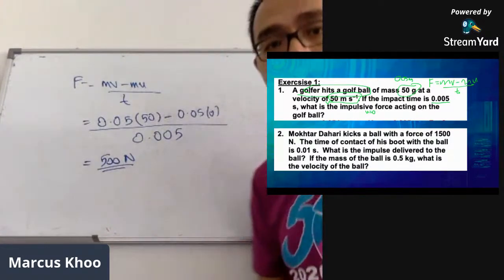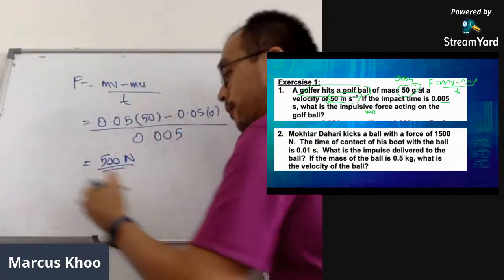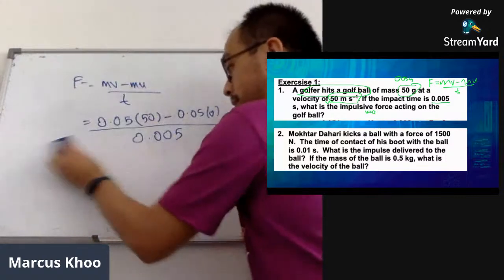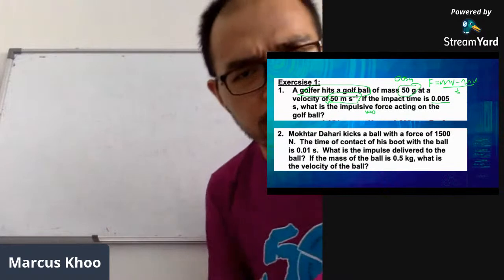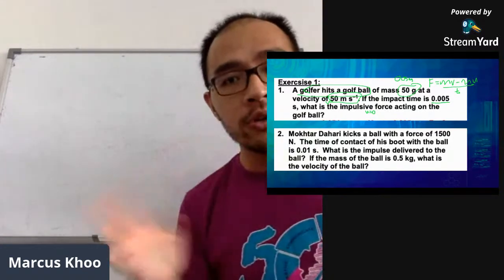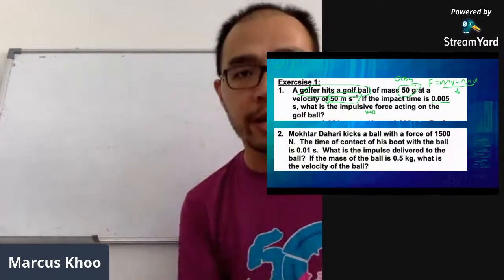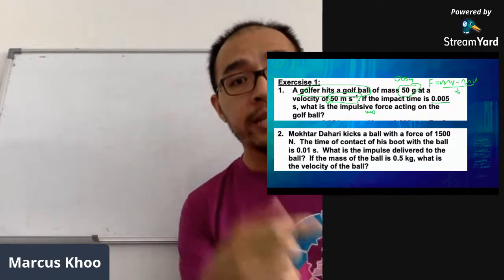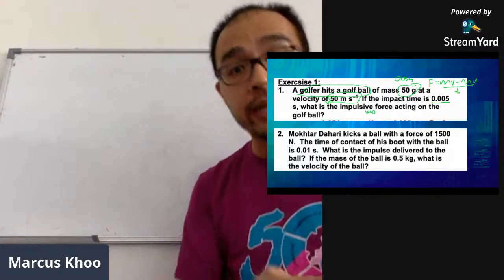Okay, right. Second question. Mokhtar Dahari kicks a ball with a force. Now he's giving you the force of 1,500 newtons. Okay, the time of impact is 0.01 seconds. 0.01 seconds is a very short amount of time. Okay, we're no longer dealing with 2, 3, 4, 15 seconds. No, short amount of time. So what is the impulse delivered to the ball? Now, as I said, they've only given you the force and the time of impact. So let's count the impulse.